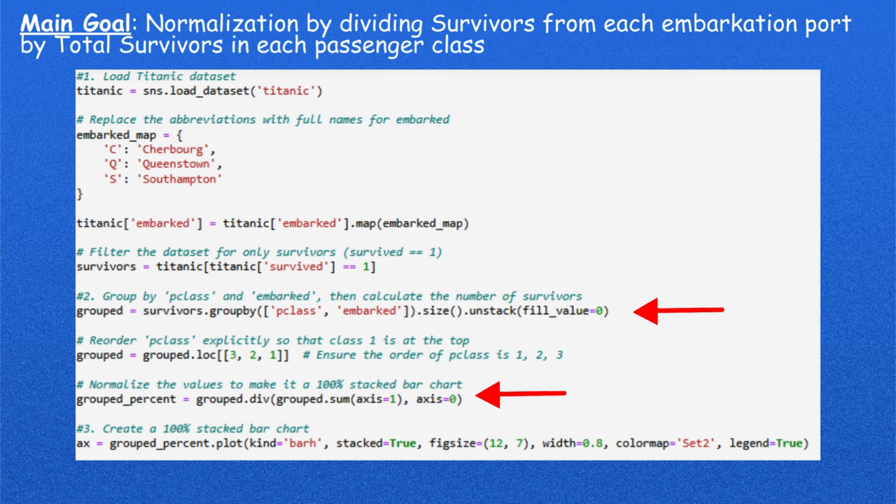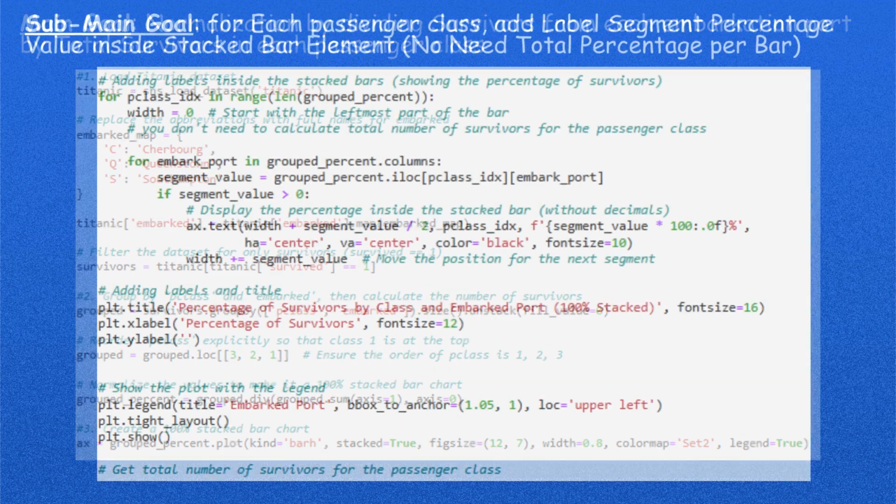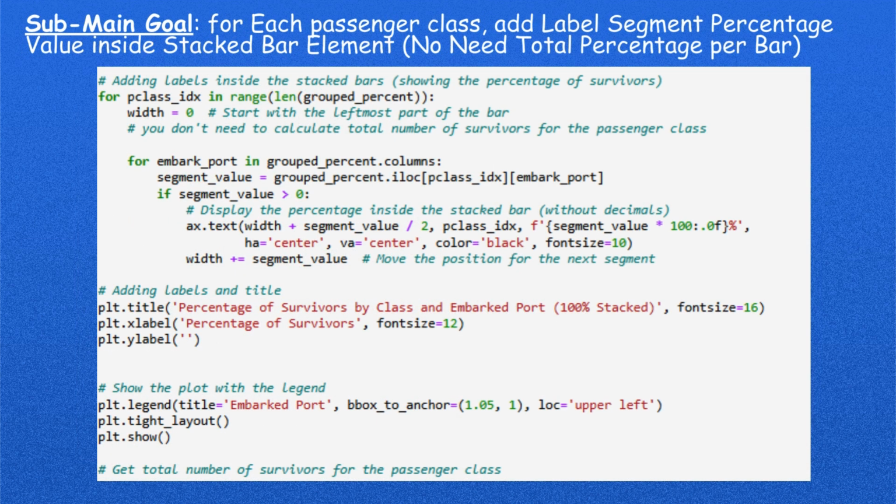Then, we can use the same plot function as previously described when plotting a regular stacked bar chart by setting the stacked option to true with the horizontal bar as the chart type. Unlike a regular stacked bar chart, you don't need to calculate the total number of survivors in the for loop, as the focus is on the percentage distribution. The rest of the code to display the percentages is similar to the code for displaying nominal values from a regular stacked bar chart. Be sure to include a legend, a main title, and remove unnecessary y-axis labels for clarity.